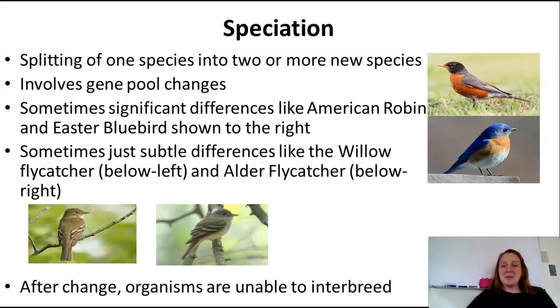And our example here, where we see significant differences, is the American robin and the eastern bluebird. They often live in the same geographic location. They both consume a significant amount of insects, and yet when we look morphologically, they are very different from one another. Sometimes when speciation happens, like with the flycatchers below, the changes are very, very subtle, and it's hard to see the differences between those species.